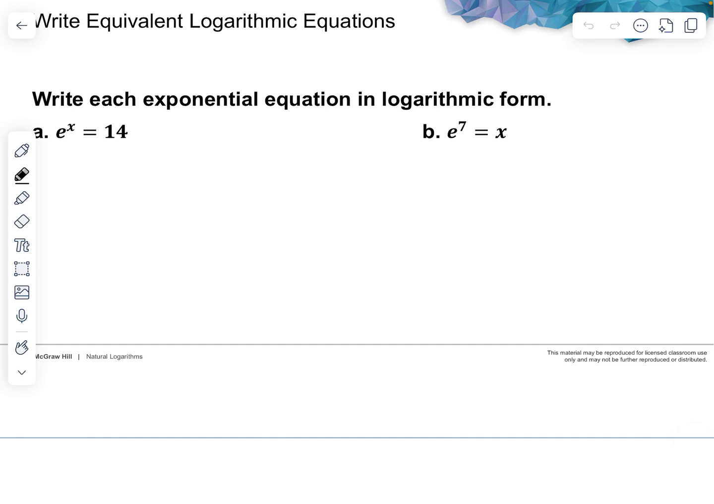So let's start. Write each exponential equation in logarithmic form. And by logarithmic form this time, we're going to use the natural log. But let's first see if we can use what we've done previously. We could write log base e of 14 equals x. We have done that before. Then what we need to know is this log base e is the same thing as the natural log.